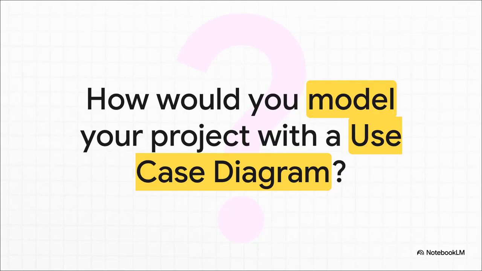So, there you have it. We walked through the core syntax, the components, and the key relationships of a UML use case diagram. The technical reference is complete. So the real question now is for you. Think about the project you're working on right now. How would you use what we just covered to model its core functionality, to define its boundaries, and to clarify who or what interacts with it?